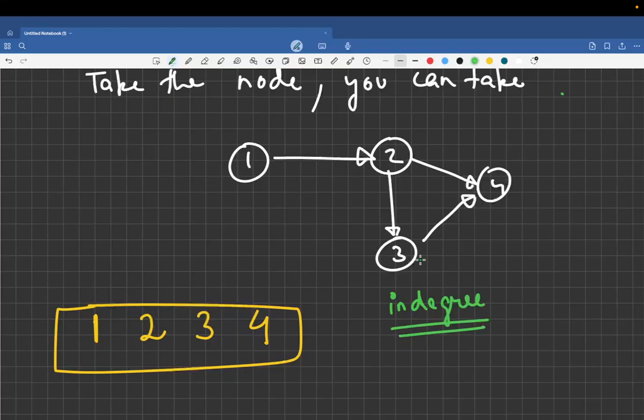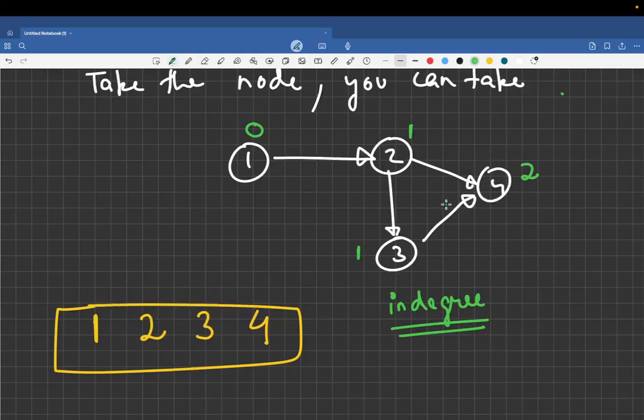What do I mean by in degree? From node 1 to node 2, what is the value of in degree? In degree means the number of edges that are pointed towards that node. So for 1, the in degree is 0. For 2, the in degree is 1. For 3, there is one edge pointing towards 3, so in degree is 1. And for 4, there are two edges pointing towards 4, so in degree is 2. So I will calculate the in degree of every node.